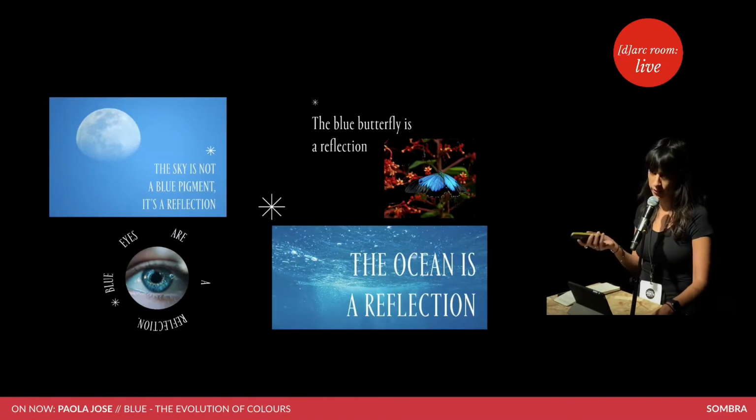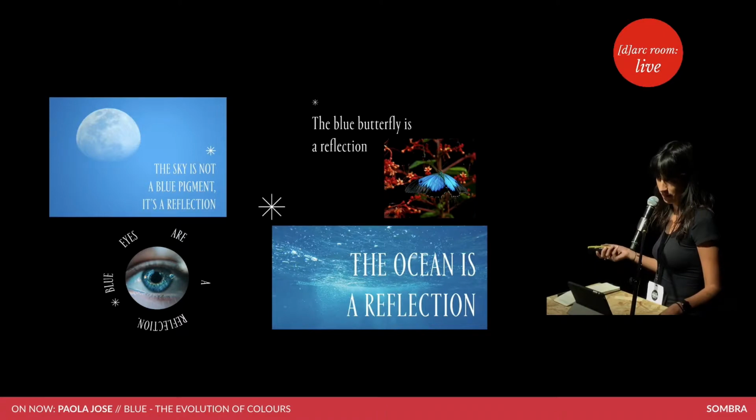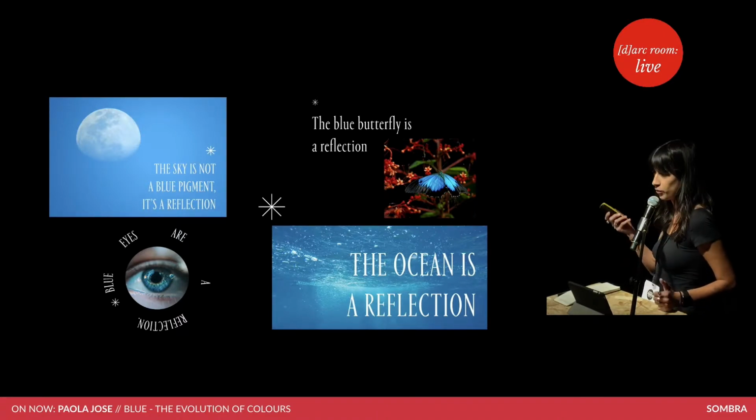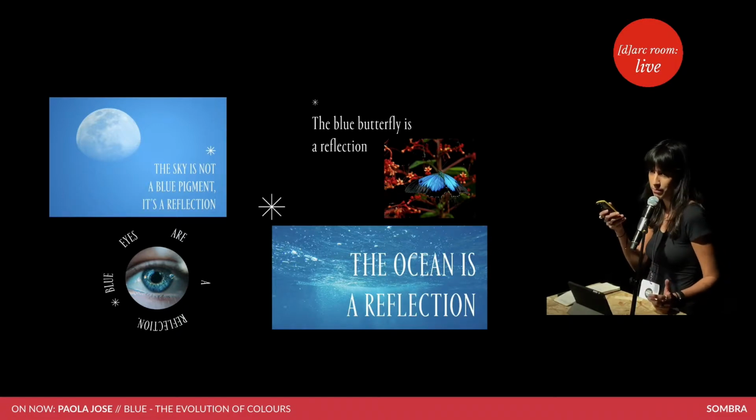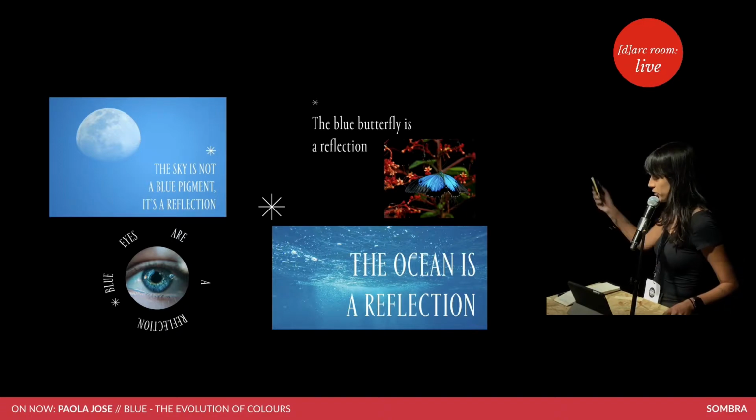You must be thinking, okay, well, yeah, the sky is blue, or the ocean is blue. But no, the sky is not a pigment, it is a reflection. The sky is not always blue. Sometimes it is orange, sometimes it is gray, sometimes it's black. The ocean is also a reflection, it is not a pigment.